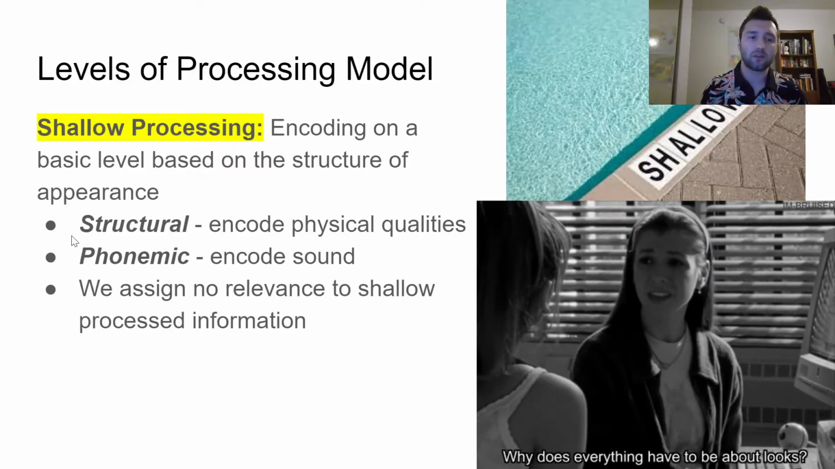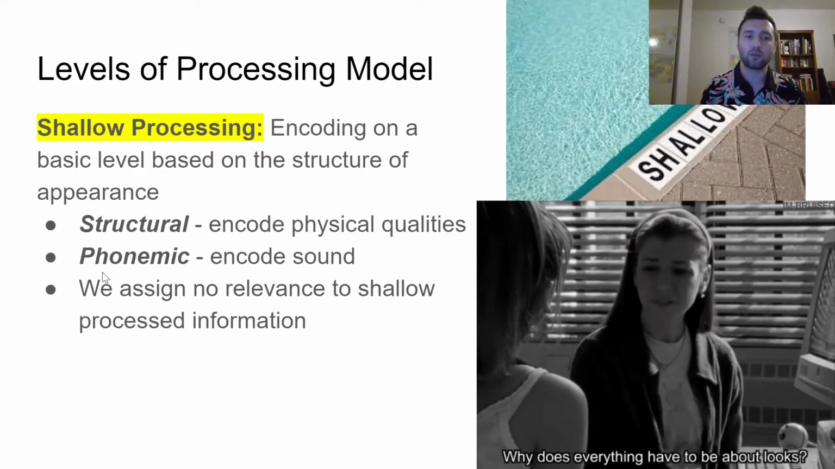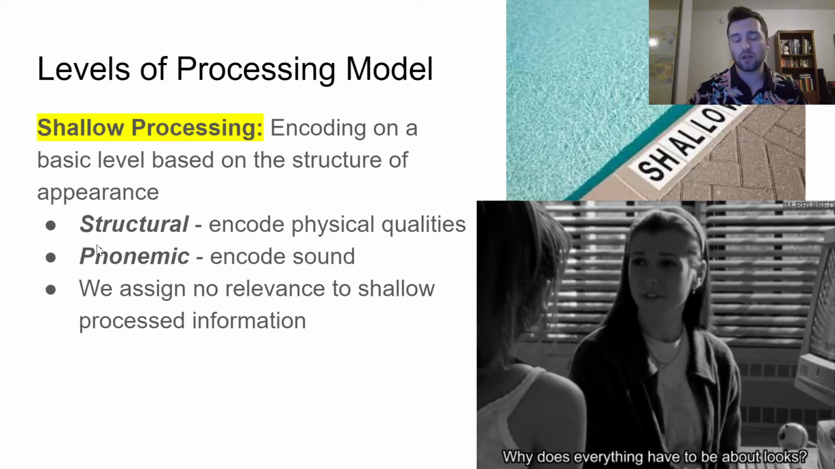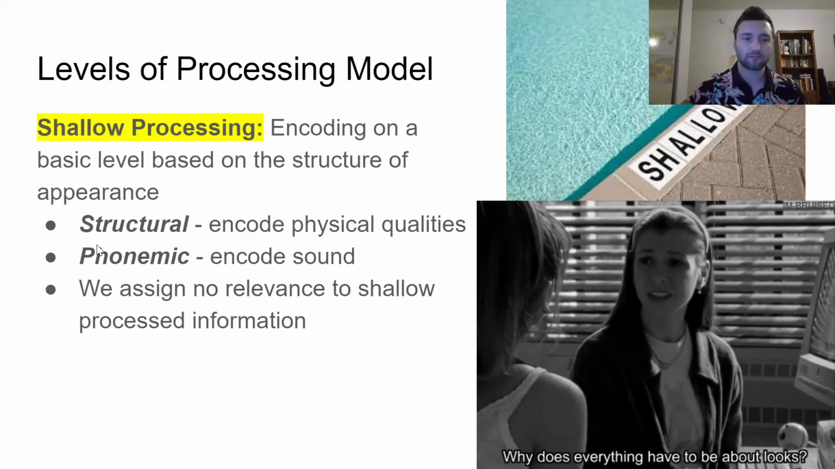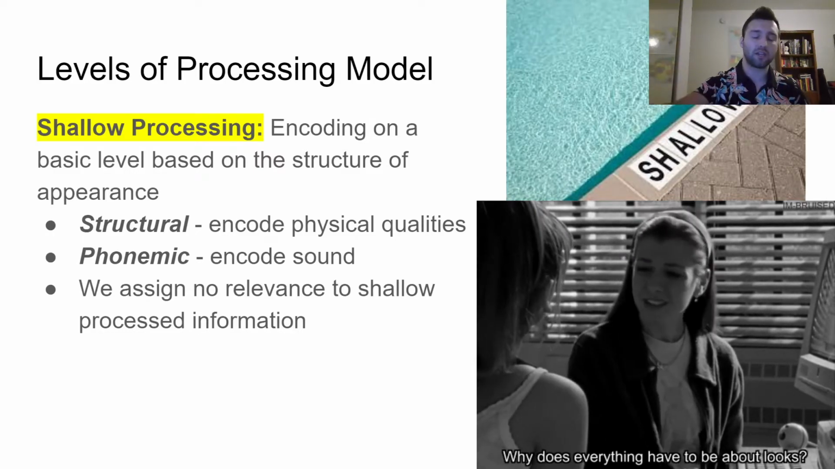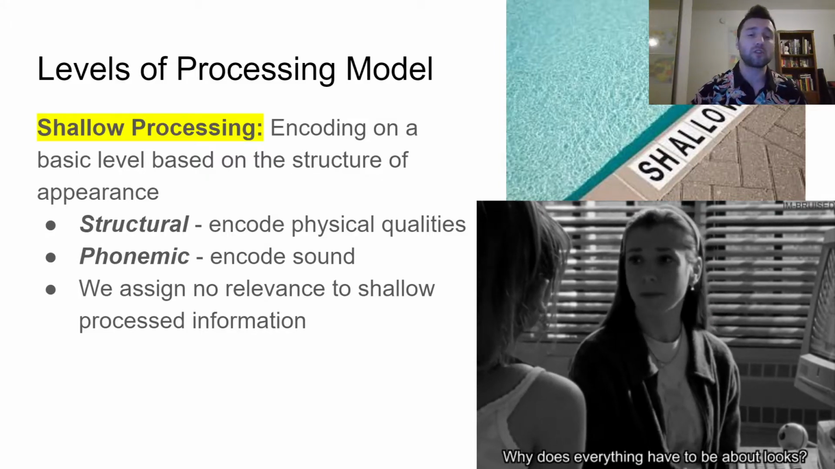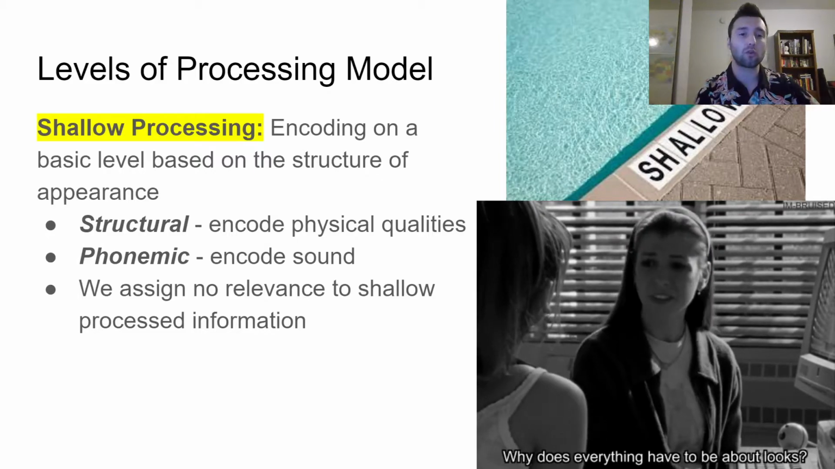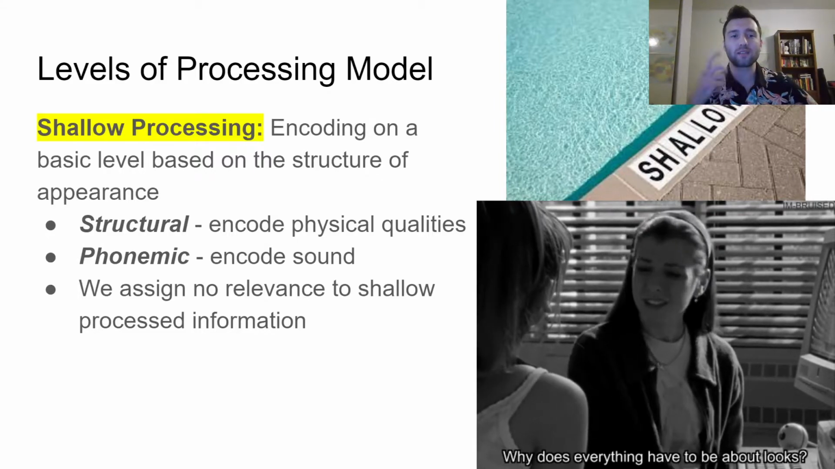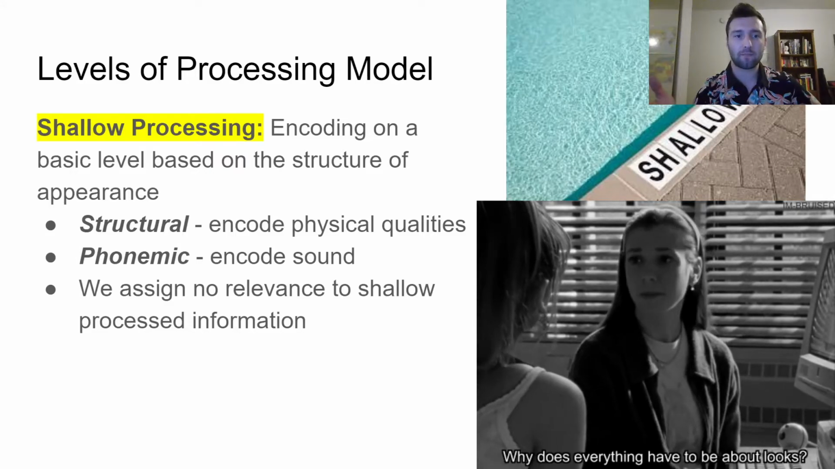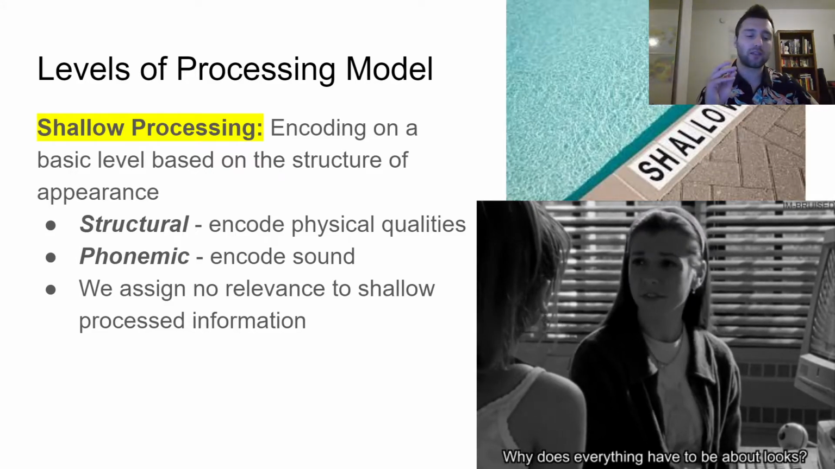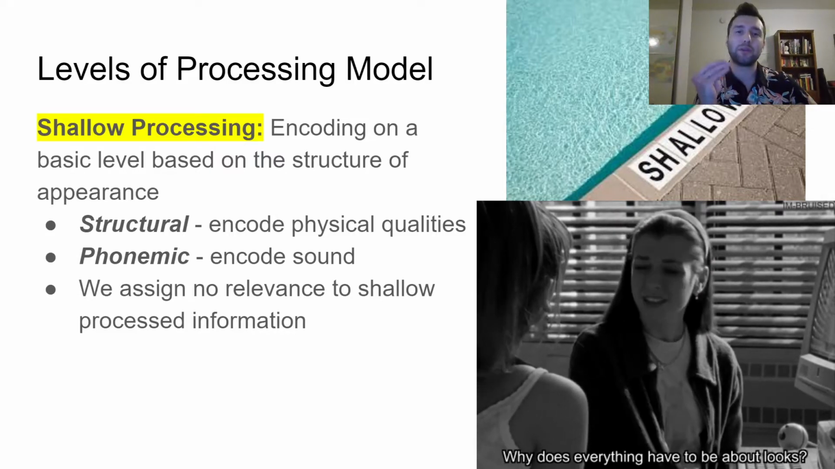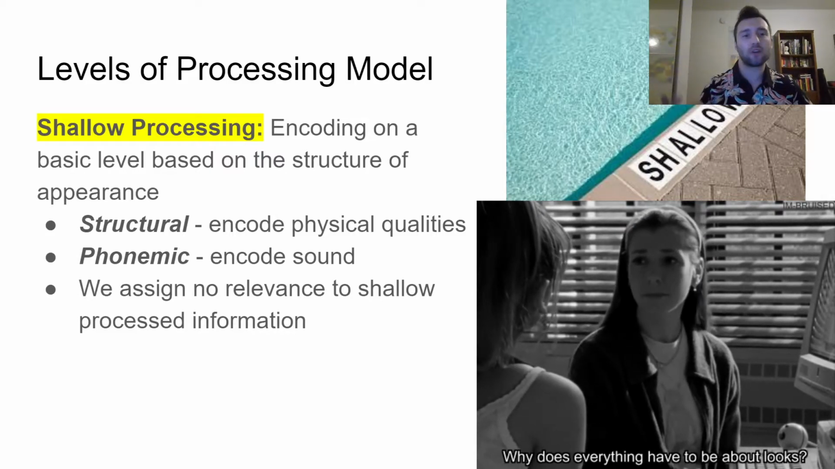Now, sometimes phonemic will also be included in shallow. Sometimes people put phonemic into the intermediate level of processing. But phonemic is all about encoding through sound. So now instead of just trying to remember what the word looks like, I could try to remember what it sounds like. I could think about whether it rhymes with something. I could say it in my head. That would be phonemic processing. What is the sound of the word?